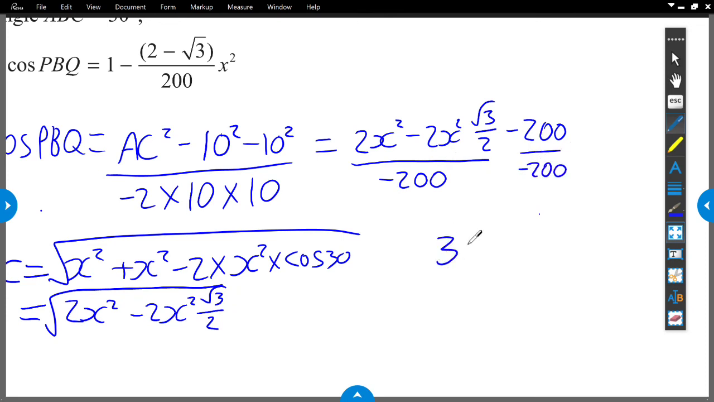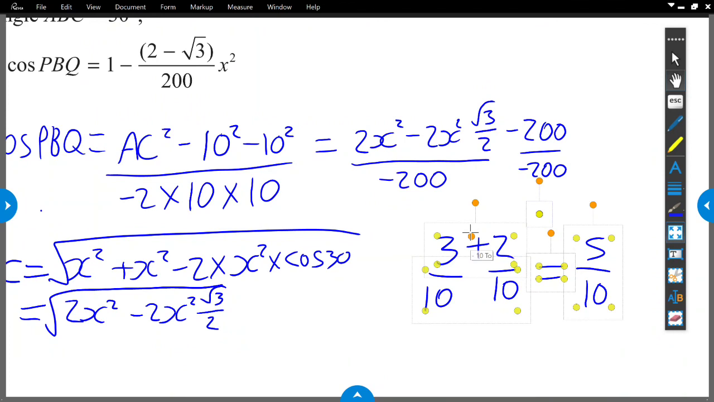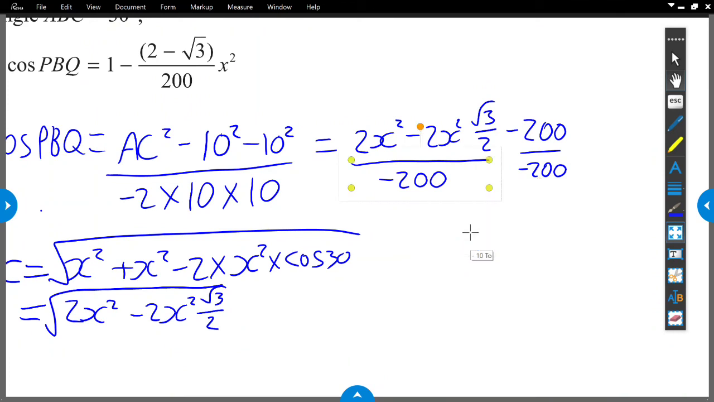Just to see if this works, if I have 3 plus 2 over 10, that's going to give me 5 over 10. But if I did 3 over 10 plus 2 over 10, that does also give me 5 over 10. So that seems to work. Of course, that's not categorical proof that it does work, but it's good enough for the purposes at the moment. If it works with simple numbers, it's probably going to work. It's a good rule of thumb.